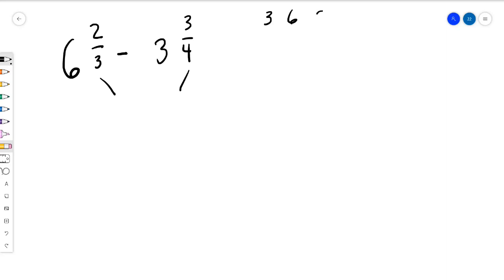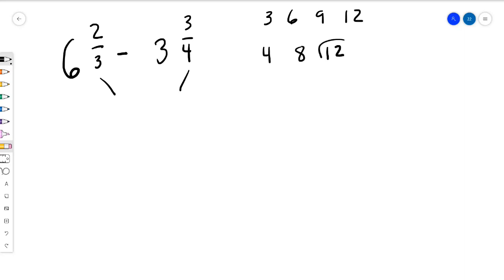All right, let's do 6 and 2/3 minus 3 and 3/4. Okay, I'm subtracting fractions here, mixed numbers, which include fractions. I need a common denominator. I'm going to do the multiple method. I'm just going to list the multiples. These are small numbers. I'm going to hit the right multiple pretty quickly here.